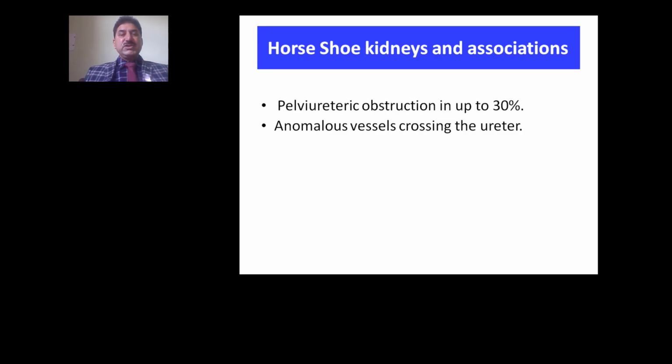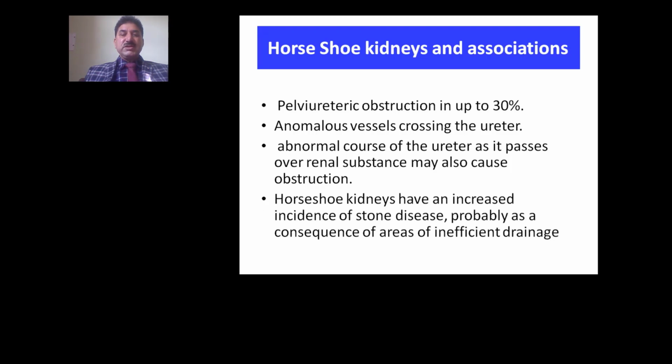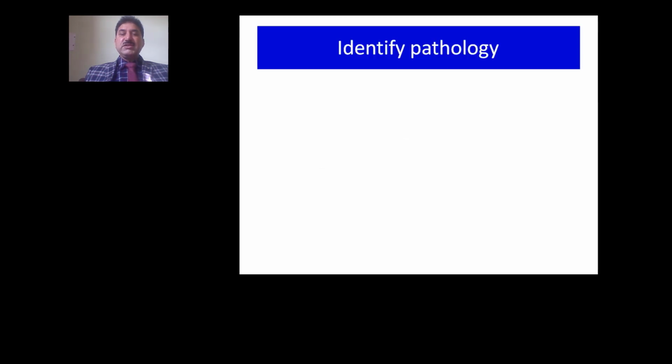Horseshoe-shaped kidney is associated with pelvic ureteric junction obstruction in up to 30% of the cases. Anomalous vessels crossing the ureter, abnormal course of the ureters as it passes over the renal substance may also cause obstruction. Horseshoe-shaped kidneys have an increased incidence of stone disease, probably as a consequence of areas of inefficient drainage.